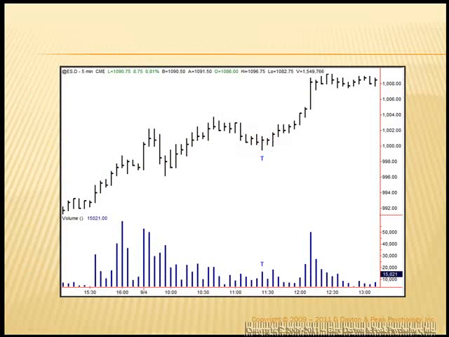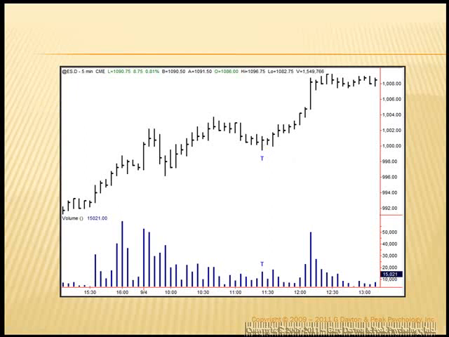So those are hidden tests. Any questions about hidden tests? We'll see more of those as we go along. I like to use them as an entry trigger. You don't always get them on a pullback, but we'll often see that key reversal come in at the end of a pullback or right near the end of a pullback.